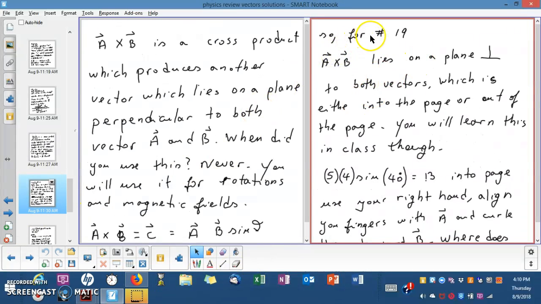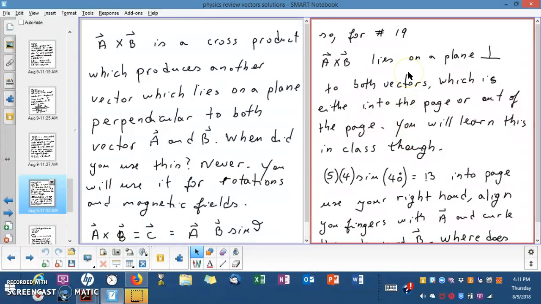So for number 19, they are asking where the vector perpendicular to those two lies. It lies on a plane perpendicular to both vectors. Since the picture of those vectors is on the page, the perpendicular direction is either going into the page or coming out from the page. Because on your page you have the X and Y axis, so you're looking for the Z direction, which is perpendicular to X and Y.